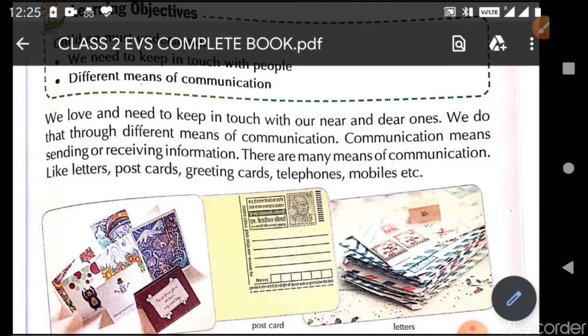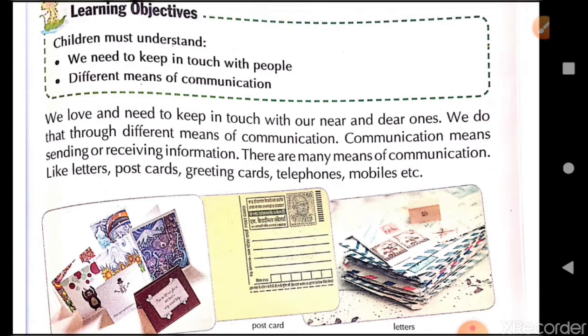Then communication can be one way or two way. One way means when we only get the information, like radio and television. We only get the message, the information. We cannot convey our message to radio or television. Newspapers and magazines are also one way communication.